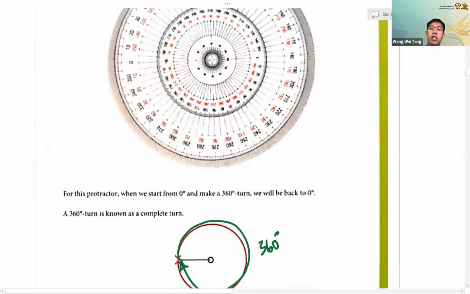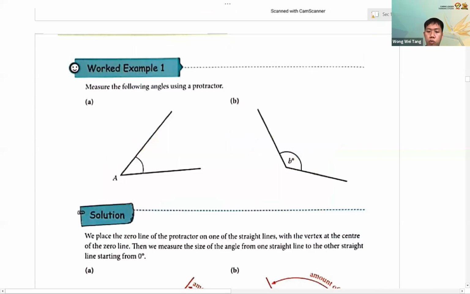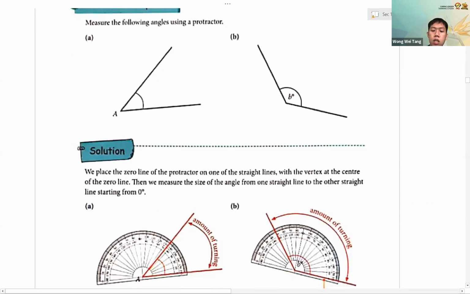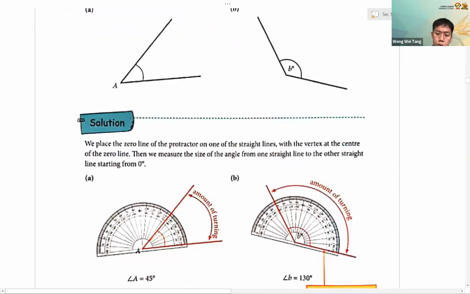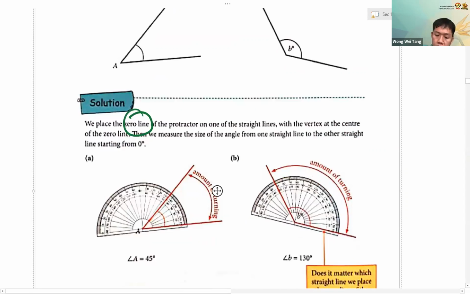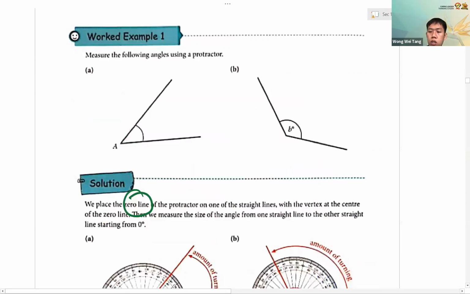Okay, next. Worked example number 1: find the angles using a protractor. Not difficult, so you must make sure you know how to do it. So the solution: you place the 0 line of the protractor. Where's the 0 line? This center part. Okay, let me zoom in for you.